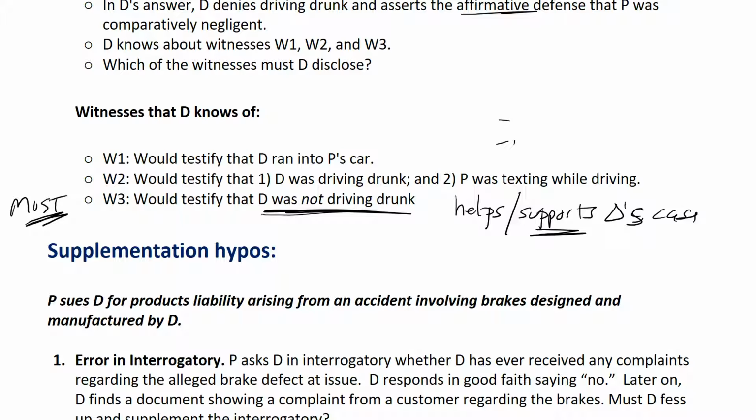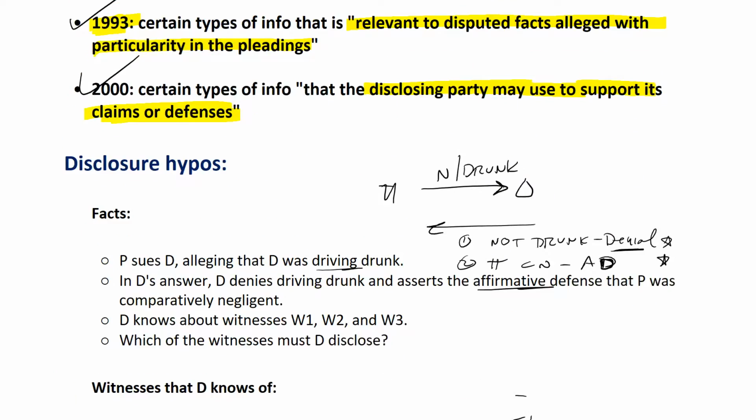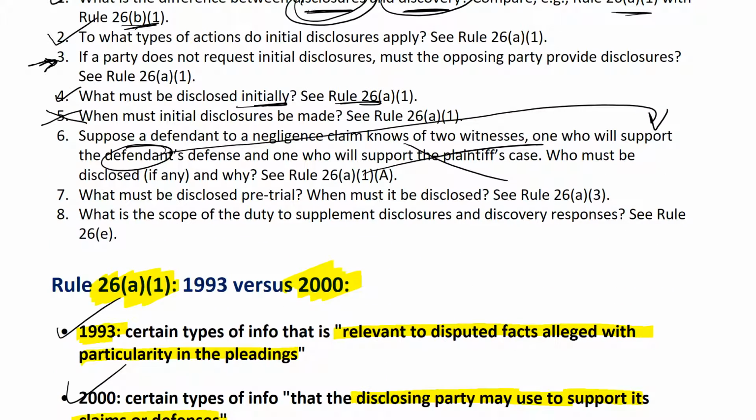Okay, and indeed, just as a practical matter, why would defendant not want to disclose witness number 3? This is going to help the defendant's case and maybe help to convince the plaintiff ought to settle on terms that are more favorable to the defendant. All right, see, well, what does that leave us?